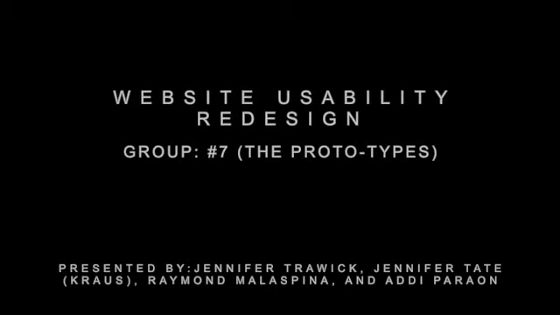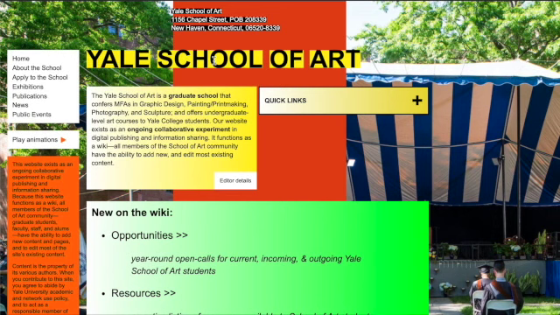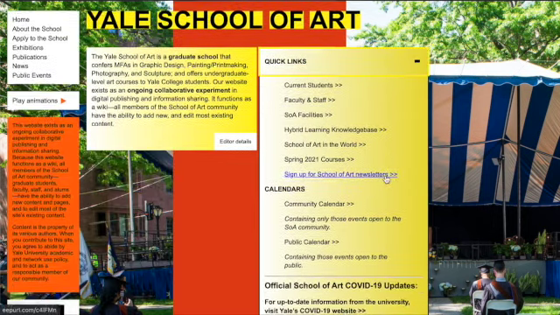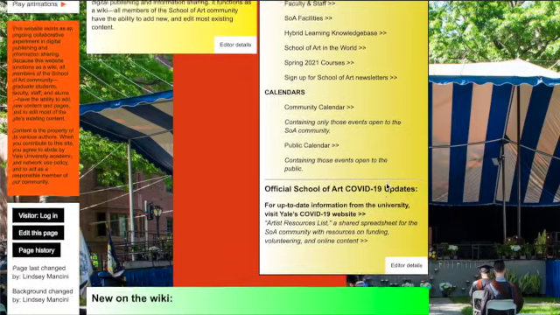The website we chose to redesign is art.yale.edu, which is the Yale School of Art program. The Yale School of Art is a graduate school associated with the prestigious Yale University and grants Masters of Fine Arts in various areas of study, including graphic design, photography, and sculpture.